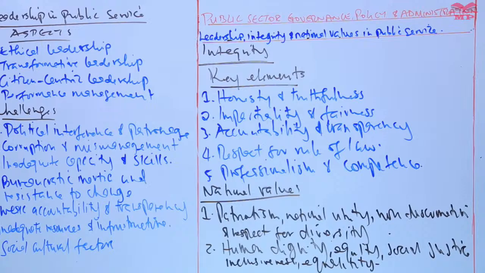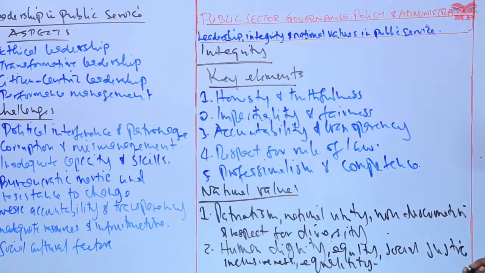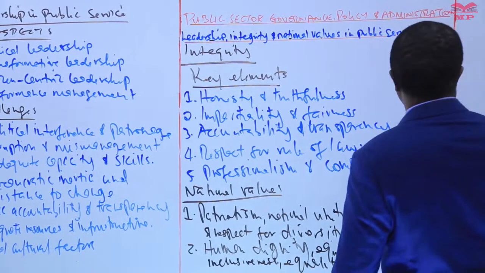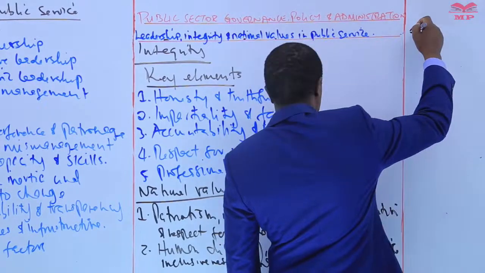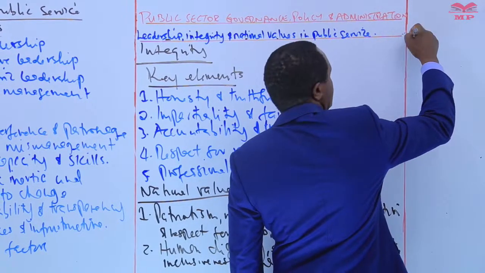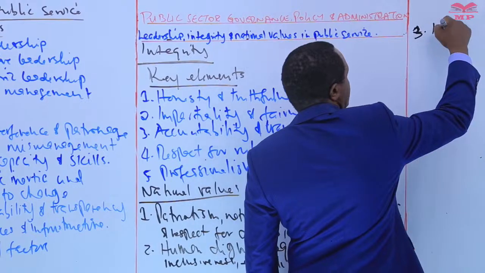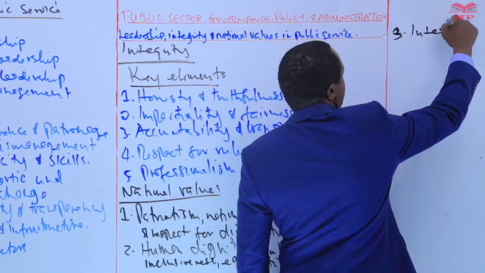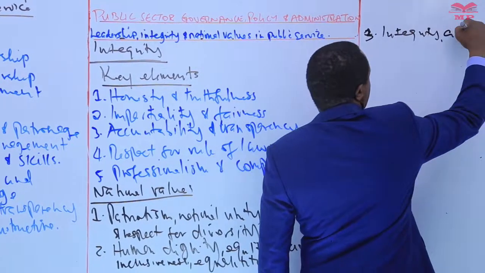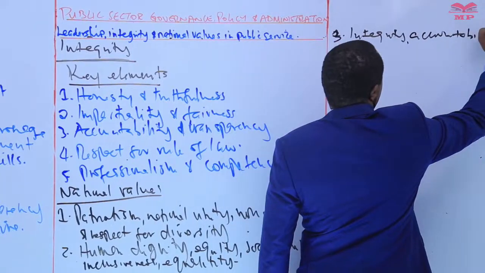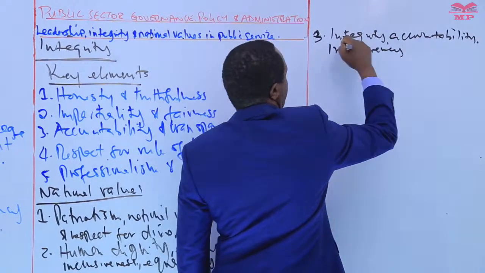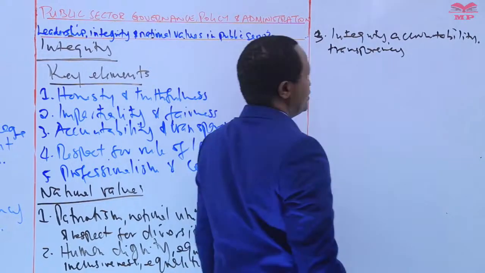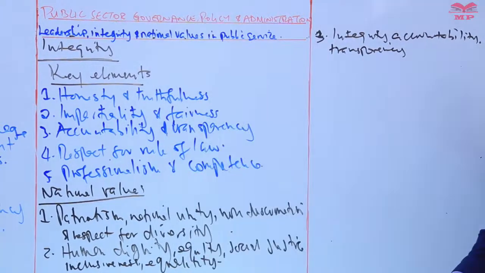Three is integrity. Another national value is integrity, accountability, transparency, and responsible use of resources.